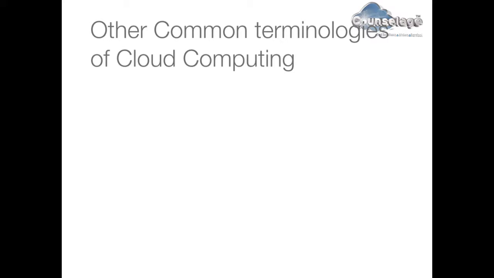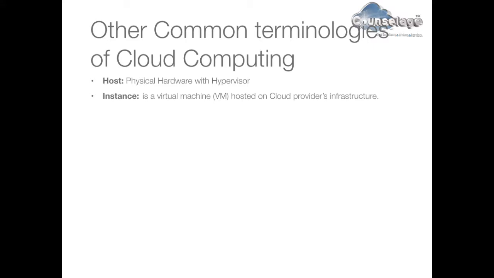The first and the most important, or the one which you hear quite often, is something called host. A host is basically physical hardware with a hypervisor. Then you have something called an instance. It's basically a virtual machine hosted on a cloud provider's infrastructure. Instances use the internet to communicate with any machine, whether virtual or physical, which is outside of its own network. Then there's cluster. A cluster is a set of connected computers that work together so that it looks like they're a single system. Simply speaking, it's just a group of hosts.